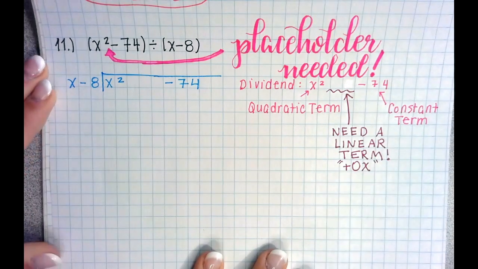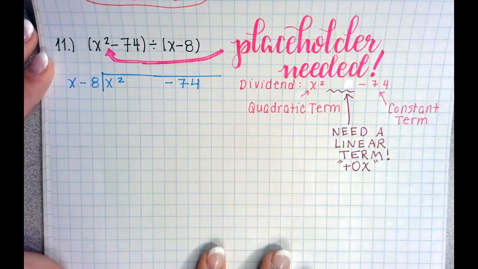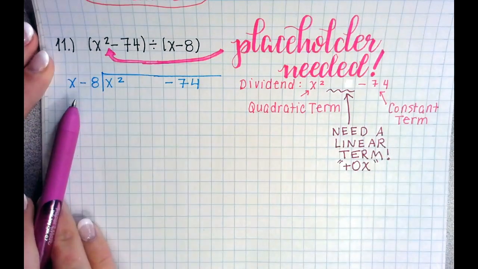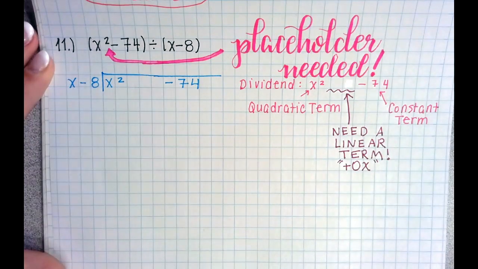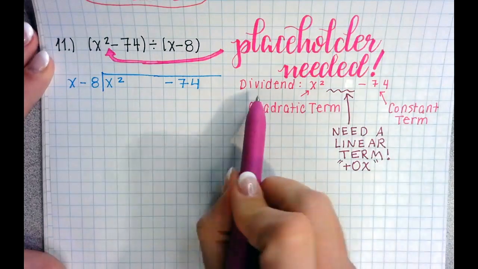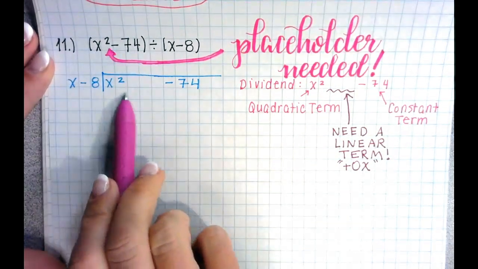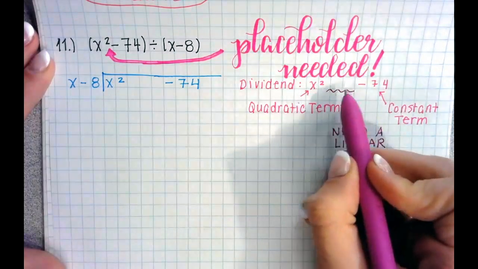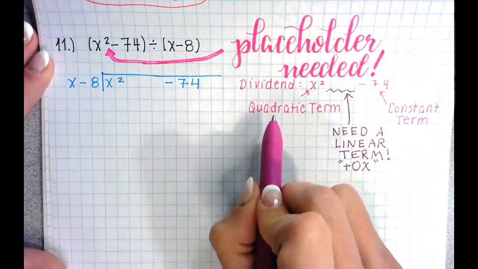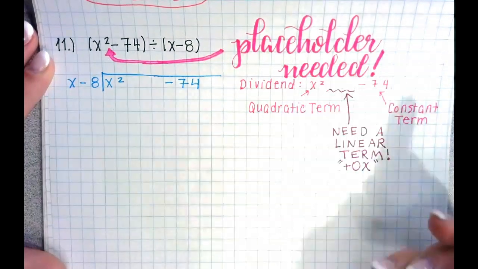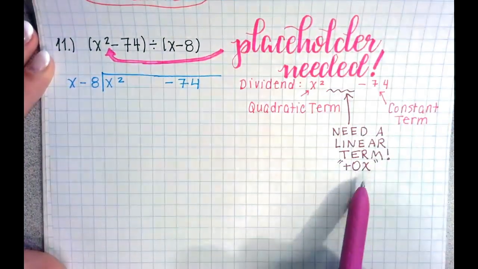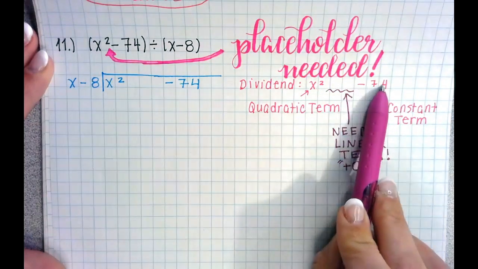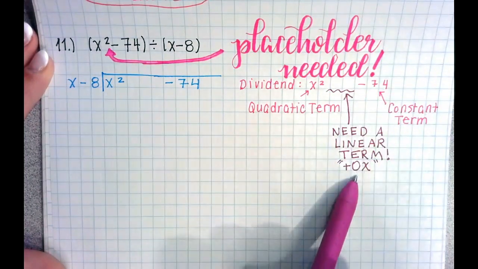Alright, so for this one, I had some notes started over here for us. It's like number 10, so if you struggled with number 10, by staying here and watching number 11, you're helping yourself out. My dividend, which is my numerator, or the expression inside of my division symbol, was x squared minus 74. And if you pay attention, you have a quadratic term, you have a constant term. However, you need a linear term. Whatever term you start with, you need to account for all the terms all the way down to your constant term. I need a linear term.